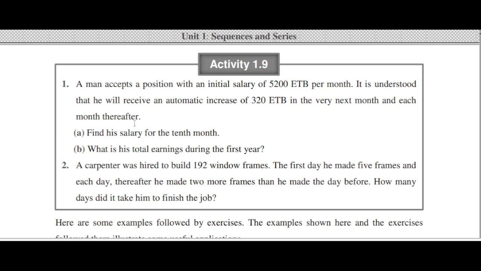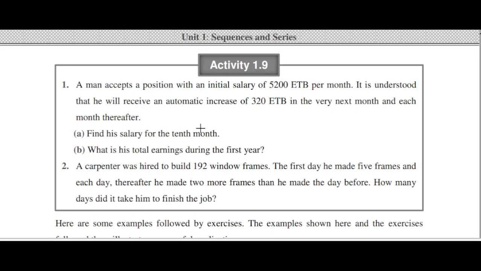What we need to find here? Salary for the 10th month, A10. Let's compute A10. Question number A, we want to find A10. A10 is equal to A1 plus n minus 1 times d, that is 10 minus 1 times d.